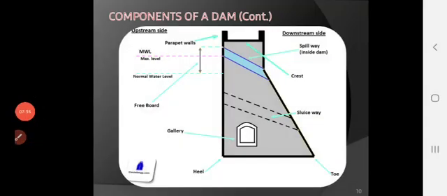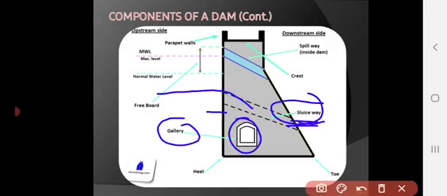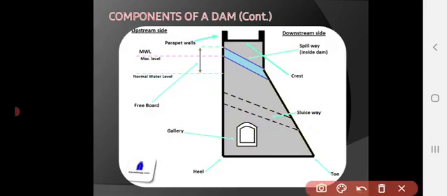And galleries are the openings along the length, right? Fine. The other component is the spillway. So here, see the lines. Actually, the sluice way is shown with a dotted line. So these are the openings, while the spillway is not an opening or anything within the dam section. It is another construction parallel to the dam, right?